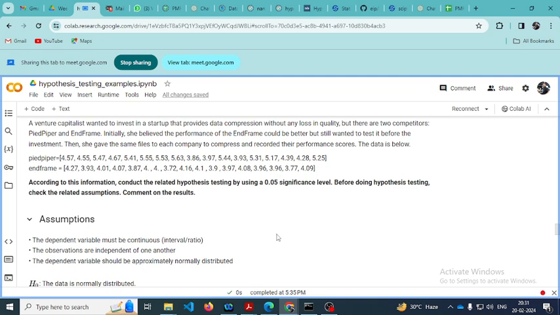One is Pied Piper and another one is Enframe. Initially, she believed that the performance of the Enframe could be better, but still wanted to test it before the investment. In this example there are two venture capitalists. One person wants to invest in a startup. Initially they believe the Enframe could be better, but still want to test it before they invest. They want to test whether it is giving a better performance or not.